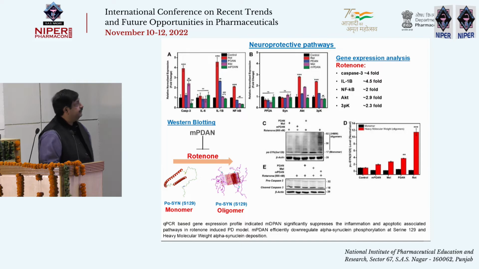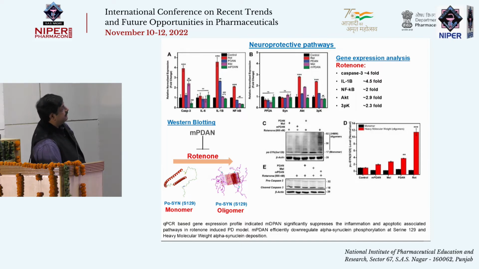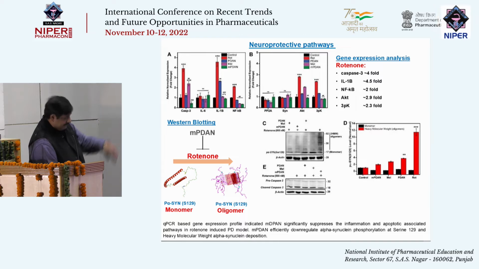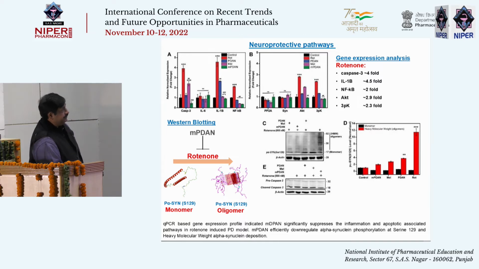Because we said we are particularly targeting alpha-synuclein, the synucleinopathy, the monomer to oligomer transition is a problem for Lewy body formation. You can see after the rotenone treatment, in the last column of the Western blot, there is oligomer formation, the trailing. That is inhibited following the dose-dependent treatment, if you see the left column. And there is also inhibition of caspase-3.